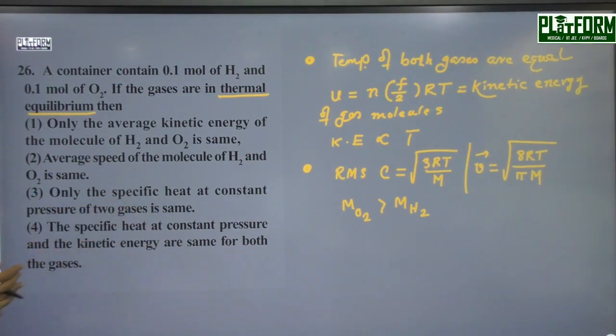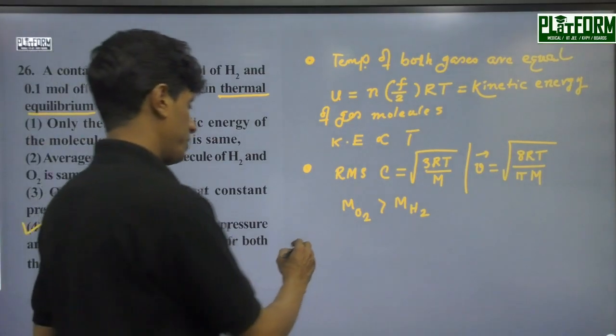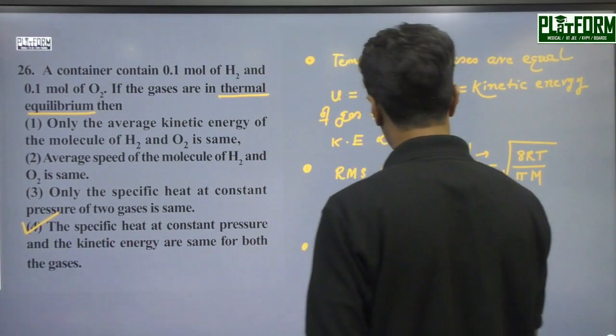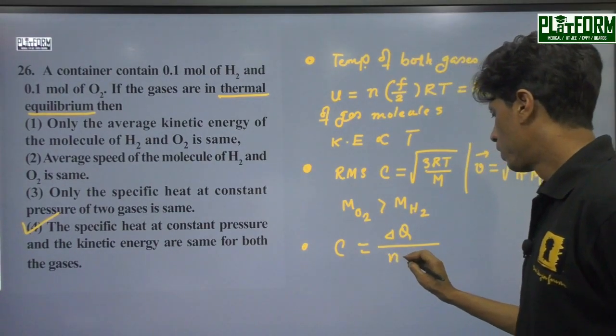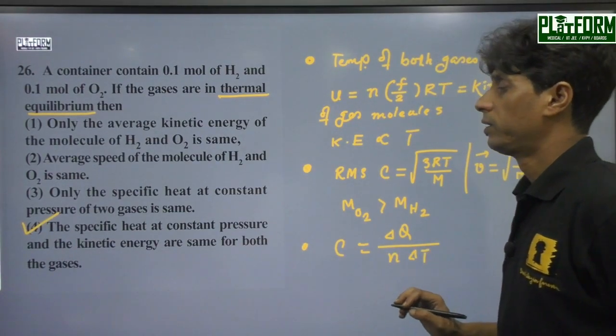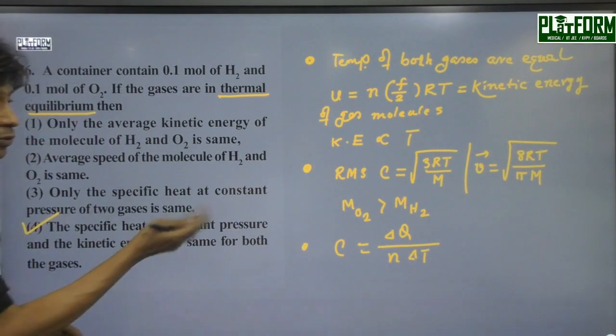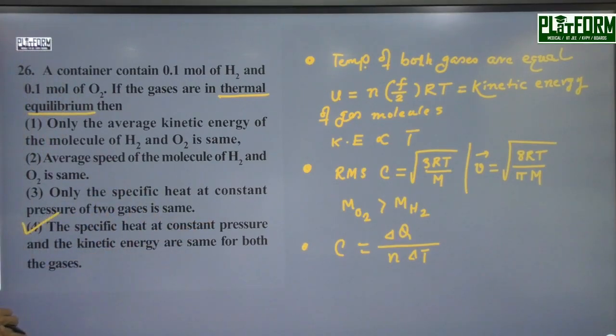Average or RMS, whatever it may be, only the specific heat at constant pressure of the two gases is the same. Here the specific heat and the kinetic energy are the same for both gases. Right option is 4. The definition of specific heat is the amount of heat required to change the temperature of a unit mole of gas by unit temperature. Both are diatomic gases, so specific heat for both gases is equal, so the right option here is 4.